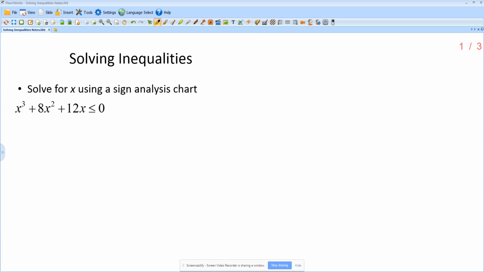All right, welcome either overachievers or people who are very confused by the notes video. We only got 3 slides we want to get through. It's just more examples. So solving for x using a sign analysis chart. I don't know why I keep reading these instructions in case they're different.